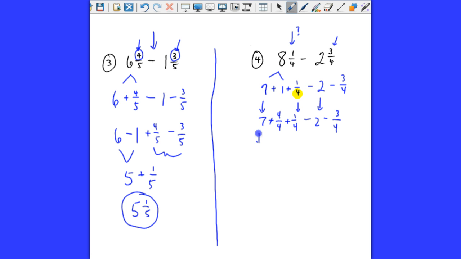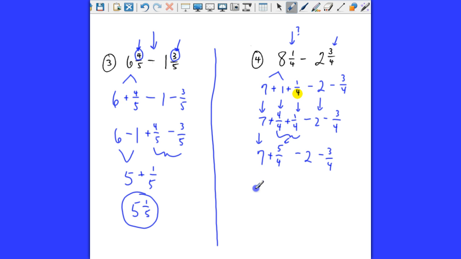Now what I'm going to do is this. 7 is still there, plus I'm going to go ahead and add this and watch what happens. 4/4, because 4/4 is 1, and that 1 was from the 8 because I made it 7 plus 1. 4/4 and 1/4 is 5/4. So I added those two together for that. I still got -2, and I've still got -3/4.